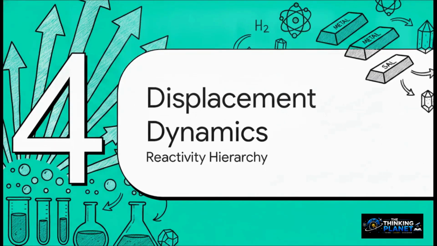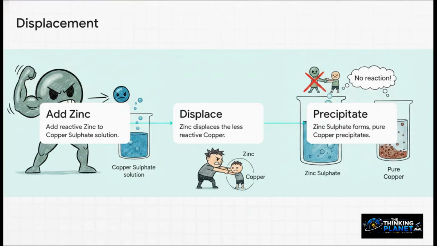Section 4. Displacement reaction dynamics. Now, in a displacement reaction, a more reactive metal kind of acts like a bully on a playground. It physically displaces a less reactive metal right out of its salt compound. Let's walk through a really classic lab scenario.